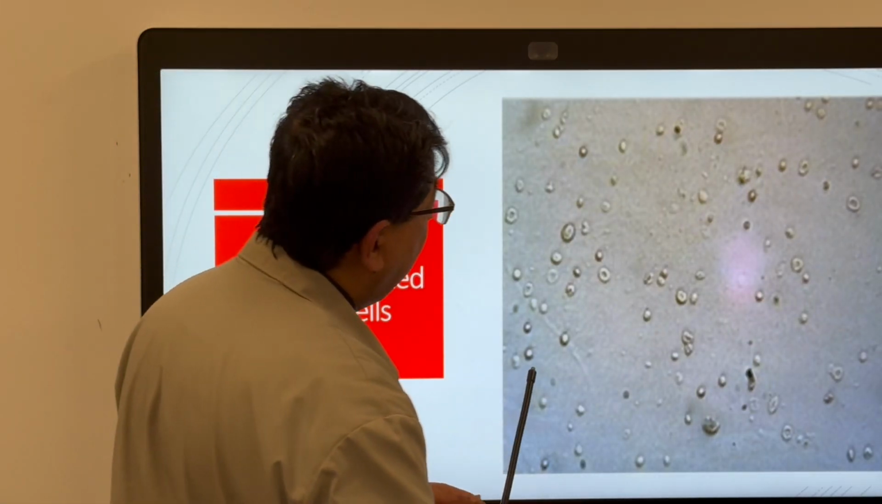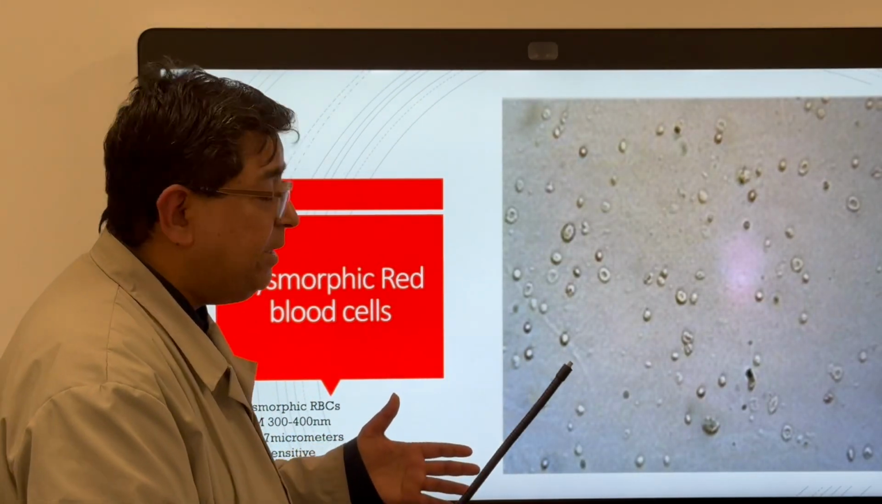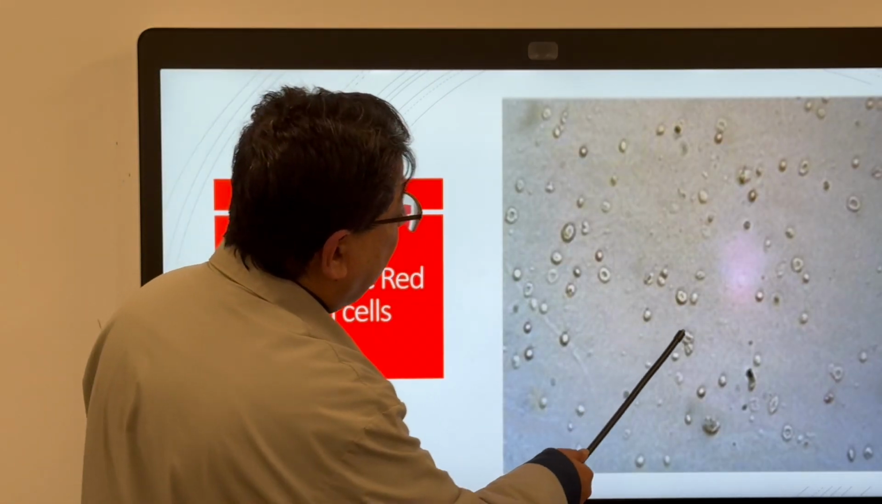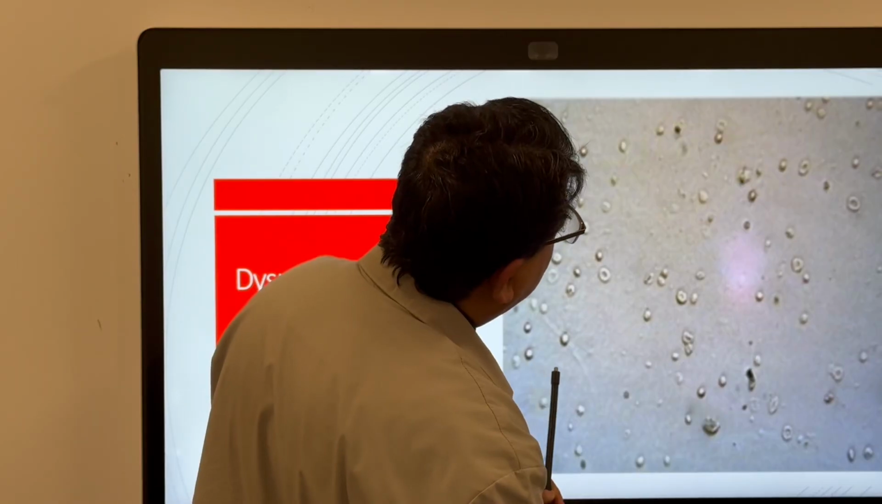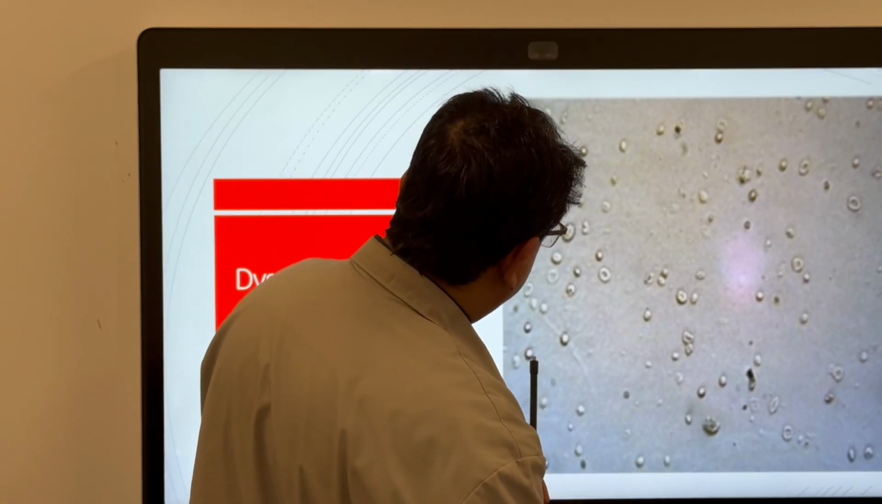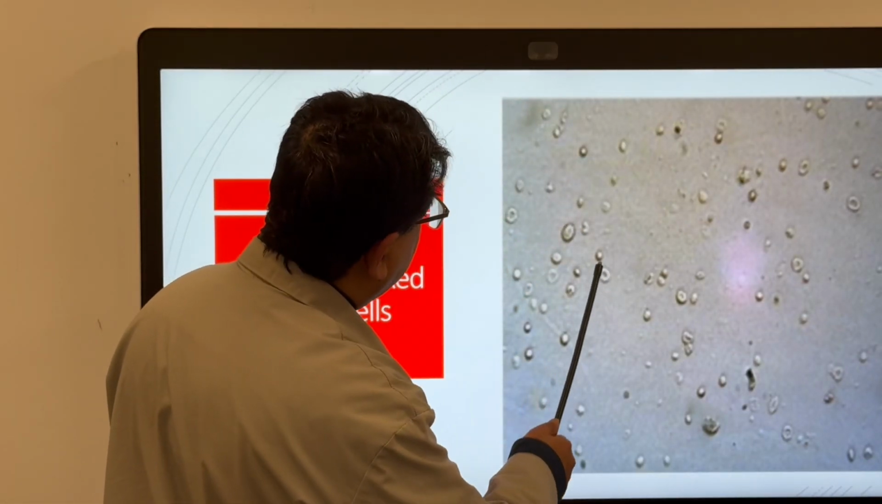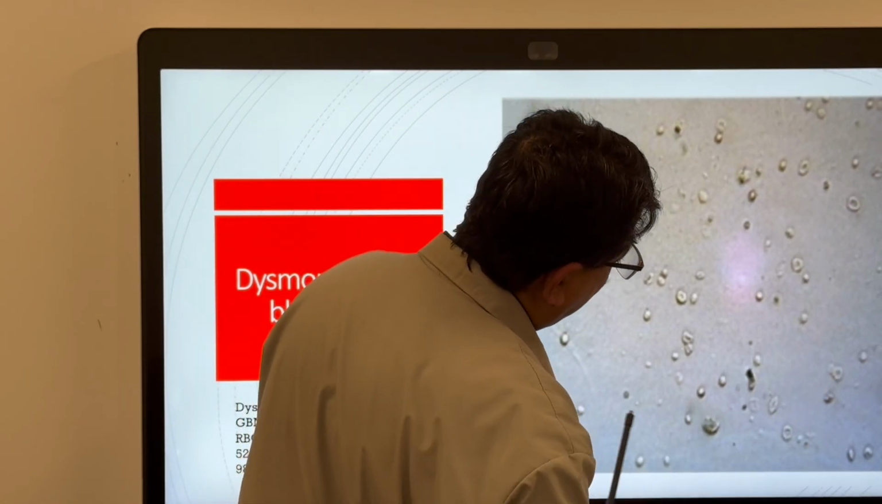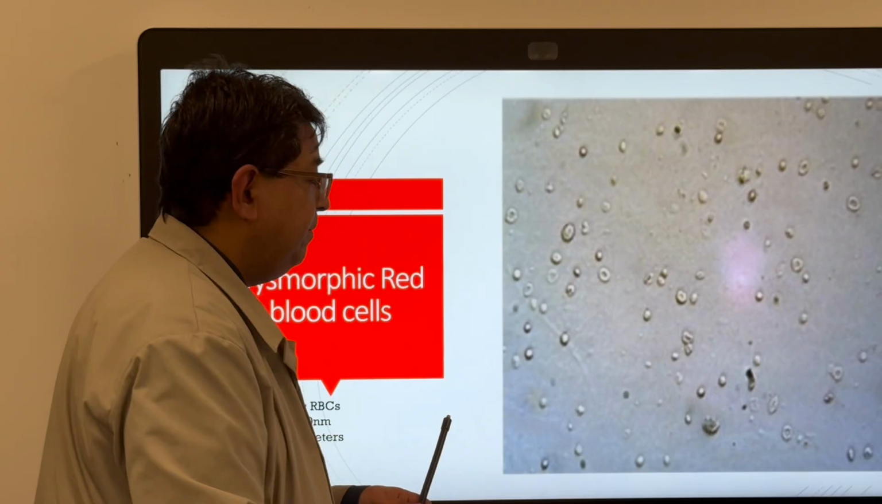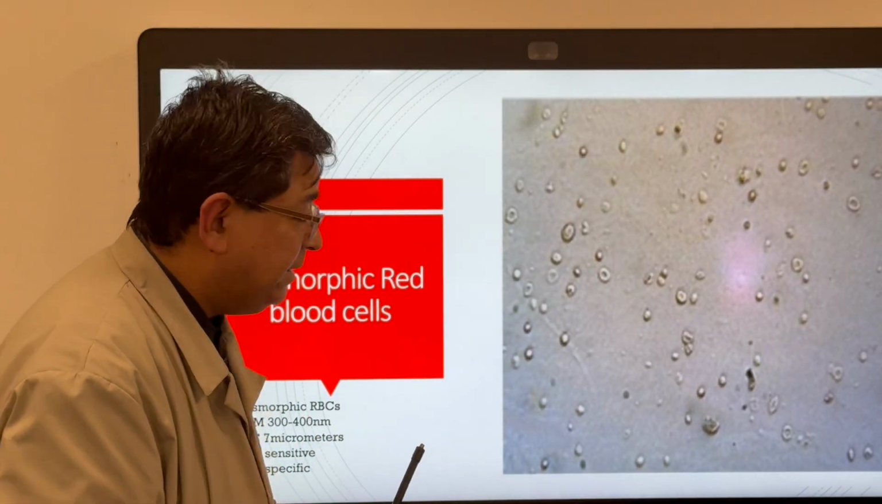So for example, all these would be considered dysmorphic. This one, for example, looks very altered. This one looks altered. Many of these would be considered altered. This one kind of looks isomorphic. This one looks a little bit dysmorphic. So there are dysmorphic red blood cells.